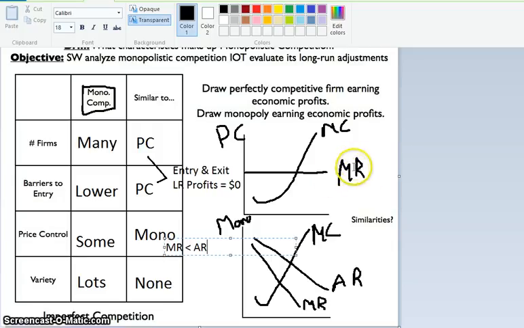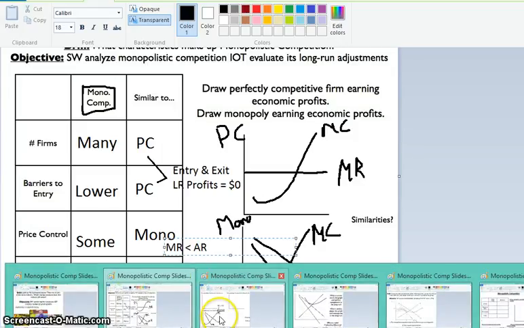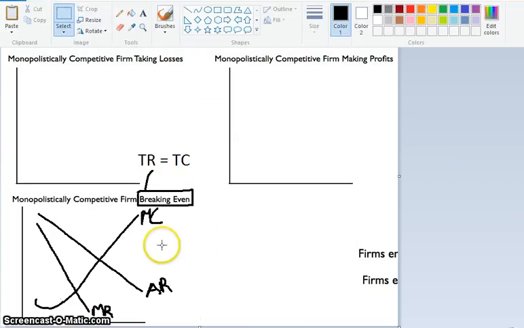But the difference between the two is MR versus AR and demand, where in perfect competition they're the same, and in the monopoly they're two separate things. Well, for monopolistic competition, which graph is it going to look like? They have some price control, and we talked about how the monopoly with some price control meant that the MR falls below the AR curve. So that means your monopolistic competition graph is going to look a lot like a monopoly graph. So here I've drawn a monopolistically competitive firm.